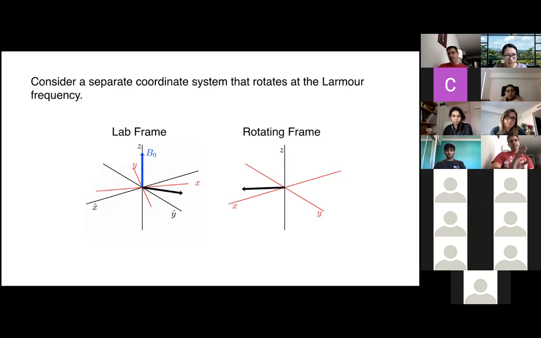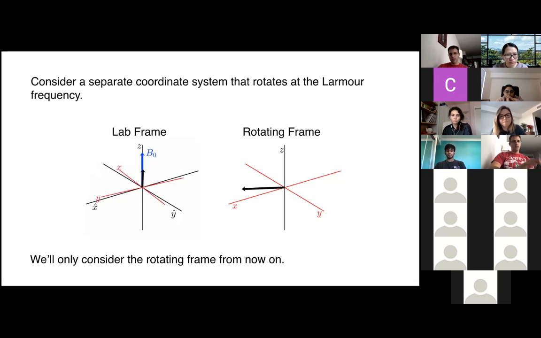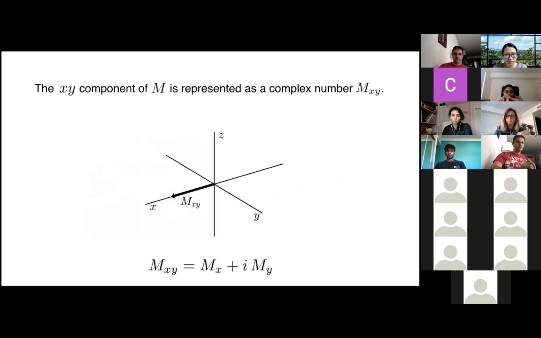And so it's like we deleted the external magnetic field in the rotating frame. It's like that B naught is gone. Because recall the rotating frequency is gamma times the magnetic field. And since it's no longer rotating, it's like there's no external magnetic field. We'll only consider the rotating frame from now on because it makes everything super nice.